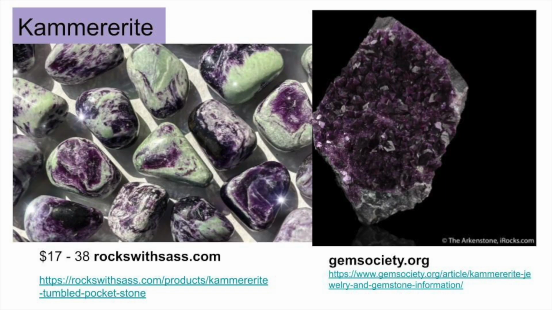So the first crystal we're going to talk about is camerite. The image on the left is camerite tumbled, and the image on the right is what camerite looks like when it grows in more of a cluster, like an amethyst.